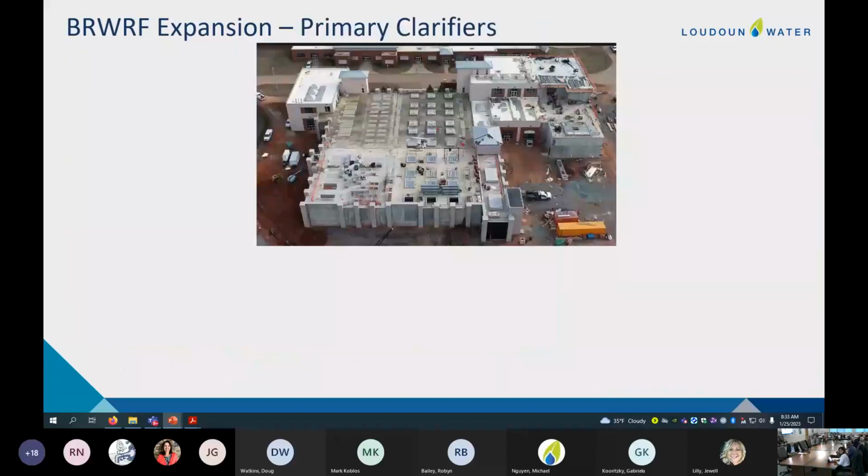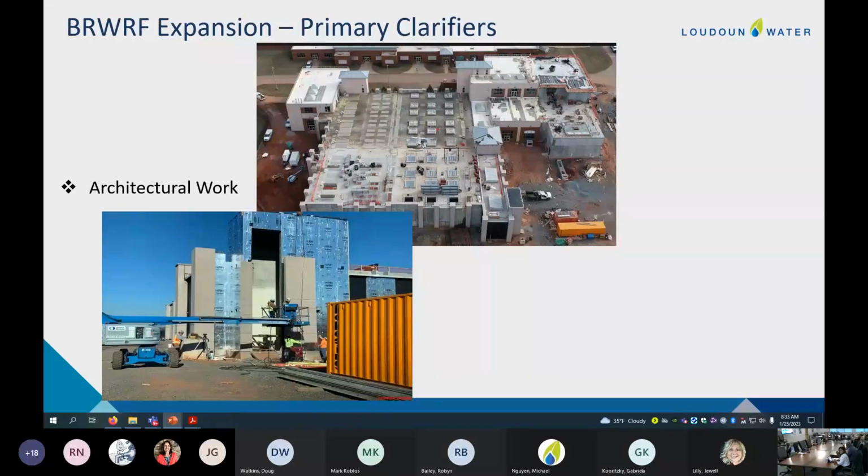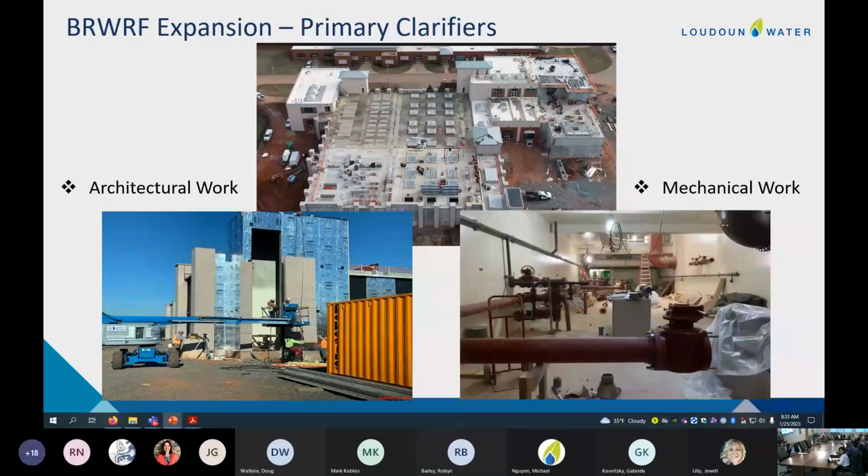And then the primary clarifiers, the structural concrete was completed there toward the middle of last year. And so most recently, the contractor has been doing the architectural work over there. So if you can see the precast panels here, they've been hanging the precast panels on the expanded portion of the primary clarifiers. And then they've also been focusing on the mechanical work inside the building, the piping and pumps, et cetera. And then looking ahead to this quarter, they're moving into or adding some of the electrical work as well to that.